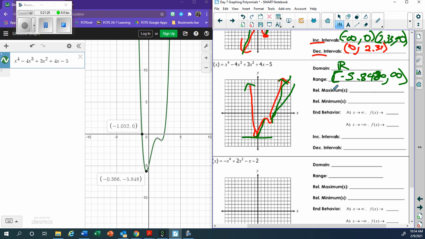All right. So what is the relative maximum? The only one I see is this, right? That's where it humps, right? Am I correct, Mr. K? 1.36, comma, negative 0.69.